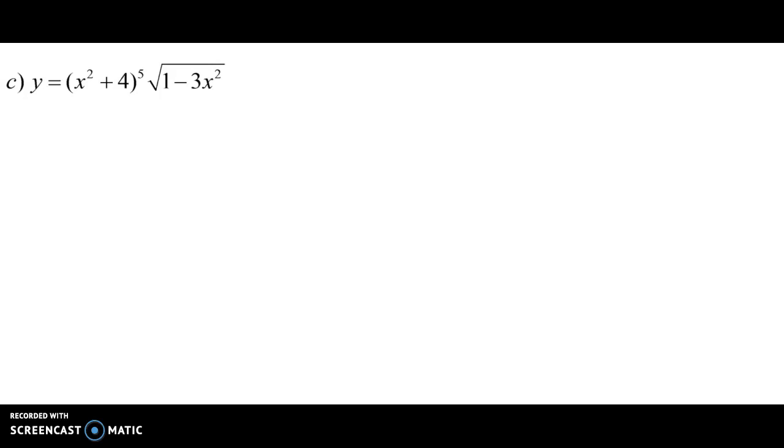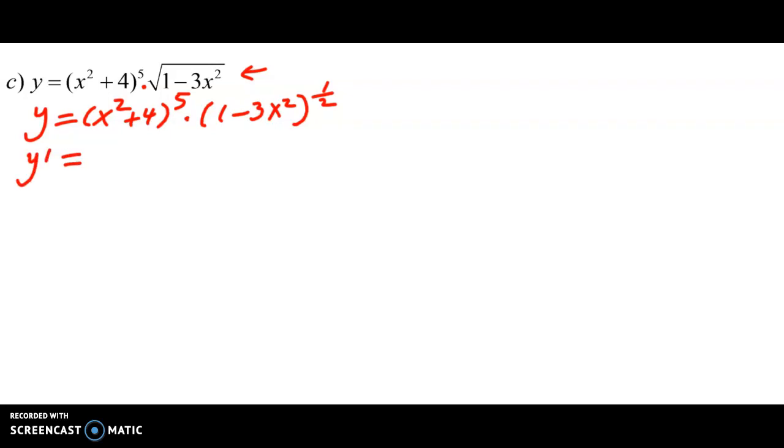This is example 3C in section 4.7. We are asked to get the derivative of this product. So the first thing we're going to do is make the expression in terms of exponents. So I'm going to turn that 1 minus 3x squared into the exponent a half. We see that we have a product of two different functions. So when we calculate the derivative, we are going to use the product rule.